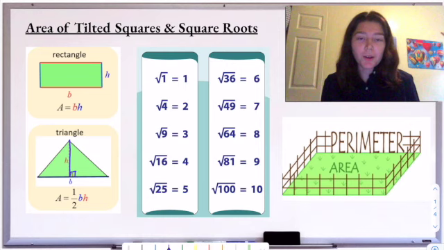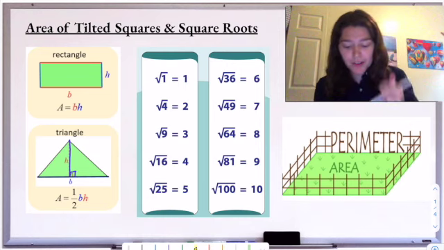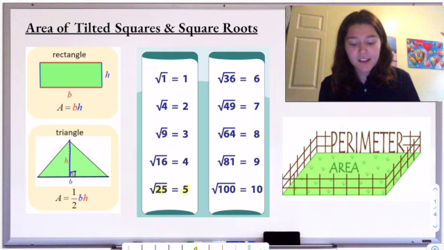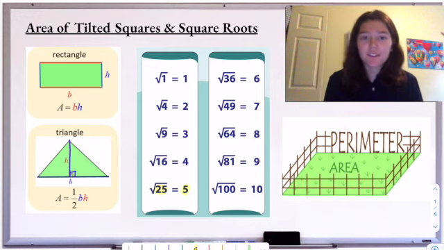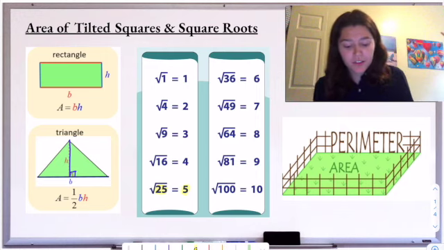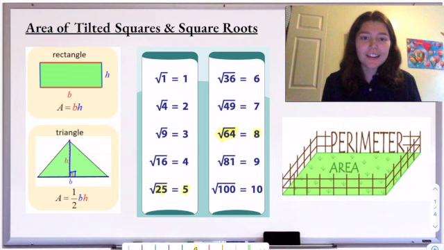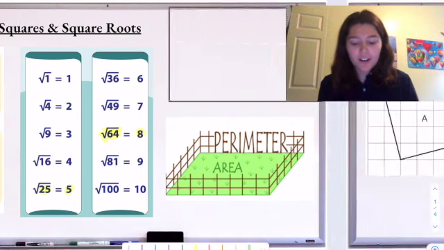Then when we get into square roots, it's going to be important to know our perfect squares. So that's what I have listed here. 25 is a perfect square. The square root of 25 is 5 because 5 times 5 equals 25. 64 is a perfect square. The square root of 64 is 8, because 8 times 8 is 64. All right, so let's dive in.